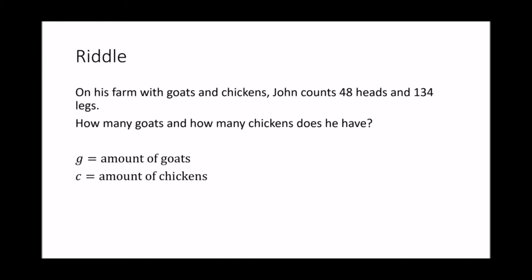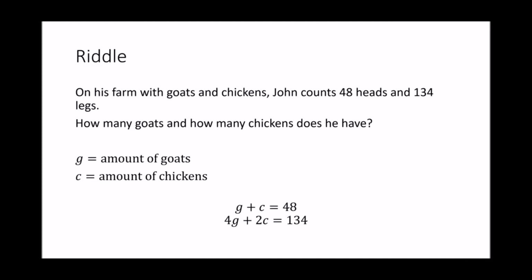Now, since every goat and every chicken will obviously have one head, we can say that the amount of goats plus the amount of chickens, G plus C, equals 48. As every goat has 4 legs and every chicken has 2, we can also say that 4 times G plus 2 times C equals 134.